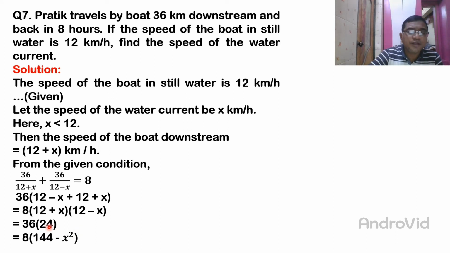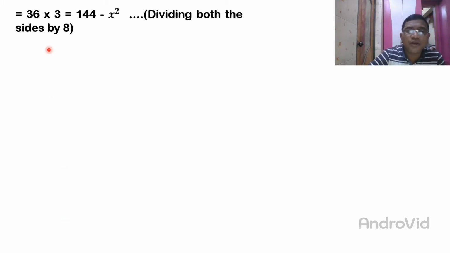Okay, so this 24 is multiplying this bracket, go across, divide, 8 3s are 24, so 36 into 3. Do you understand how you get 3? Because 8 is divided into 24, 8 3s are 24, so you get 3. So 36 into 3, 108. 36 3s are, see, 3 6s are 18, 8, 1 carries, 3 3s are 9, 9 plus 1 is 10, 108 is equal to 144 minus x square.